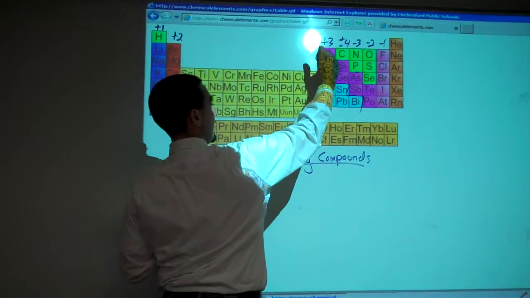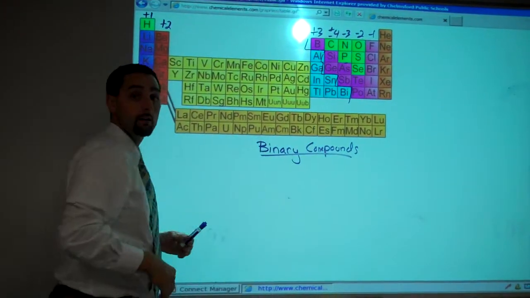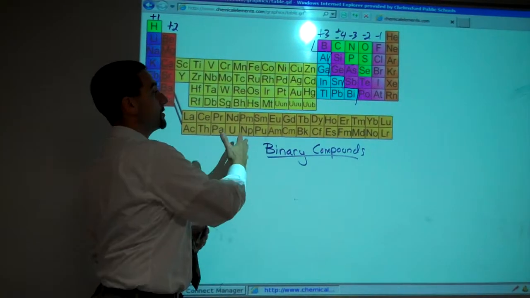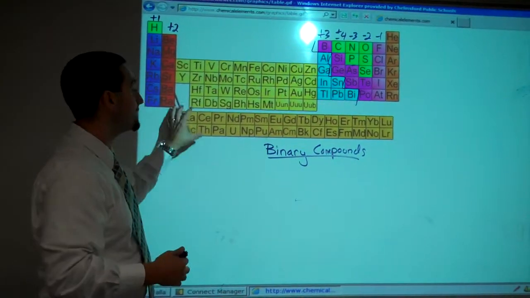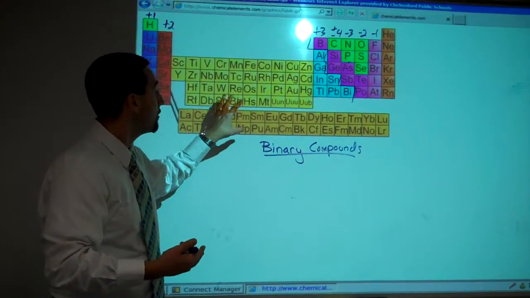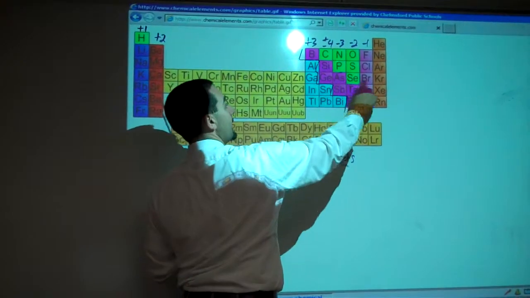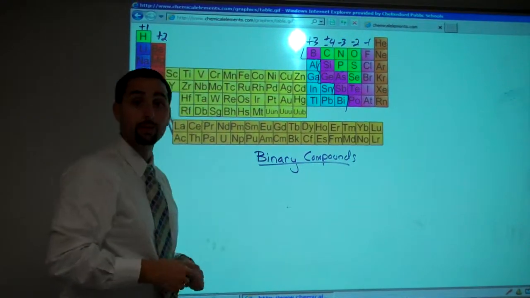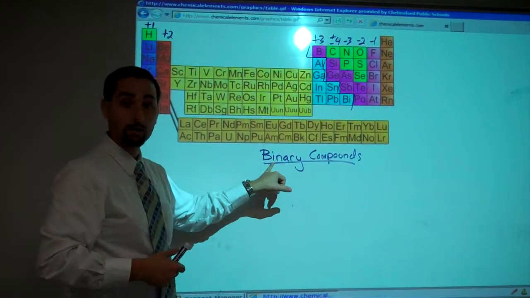On the left side of the table, from roughly here to the left, including these elements, they're all metals. So as you can see, most of the periodic table is metals. And metals have a tendency to give away electrons and become positive cations. Those cations want to chemically bond with a non-metal negative ion, or a negative anion. So what we're going to look at today is naming these binary compounds.